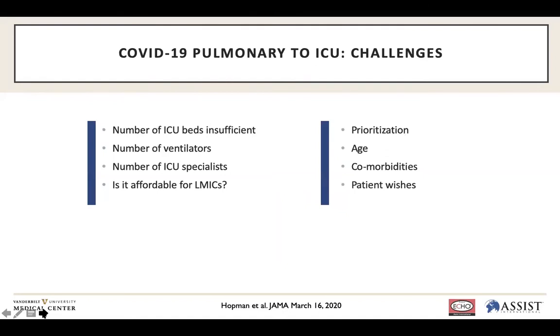And the problems that we are facing also relate to how we organize ourselves in the institutions that we are working with. What are the number of beds that are available? Are they sufficient or not? What about the number of ventilators? Can we increase the number of ventilators? Can we turn some anesthesia machine into ventilators? What about the number of specialists to take care of these patients on the ventilator? Do we have enough ICU specialists, nurses, and respiratory therapists around to help? How can we afford this in low middle income countries?